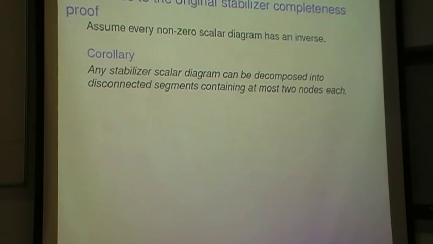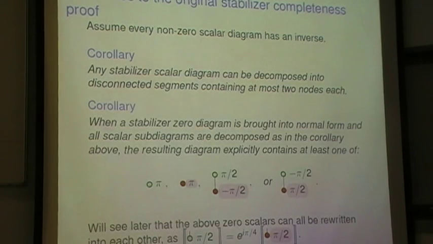But for the time being, assuming that we have inverses, we can show that any stabilizer scalar diagram can be decomposed into disconnected segments containing at most 2 nodes. So any scalar just consists of tensor products of diagrams that are either a single node or one red and one green node connected up together, and they can have arbitrary phases.